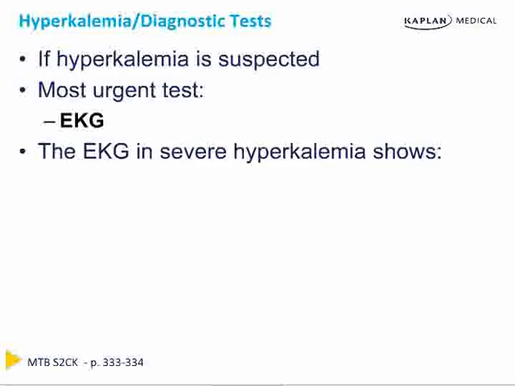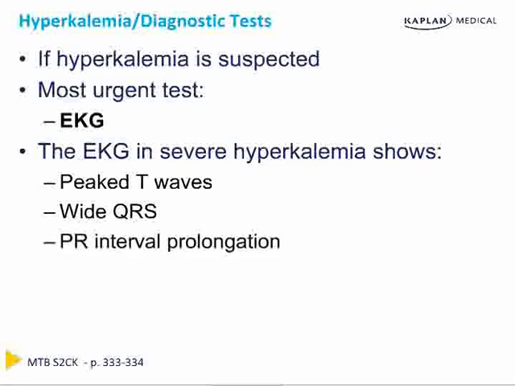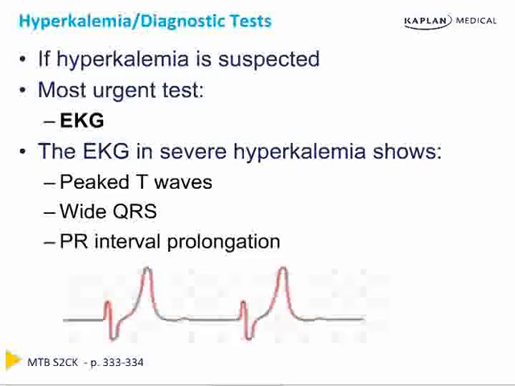So what might you see on the EKG in someone with very high serum potassium? You might see the peaked T waves, wide QRS complex greater than 120 milliseconds, or a prolonged PR interval greater than 200 milliseconds. On this EKG, we can see all three of those characteristic findings.